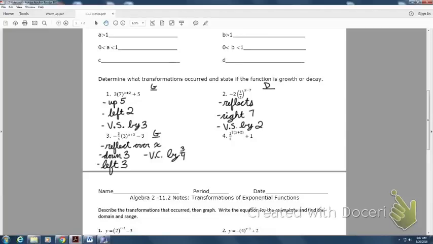All right, going to 4. Hunter, is this one growth or decay? Growth. Is 2/3 greater than 1 or less than 1? Okay.